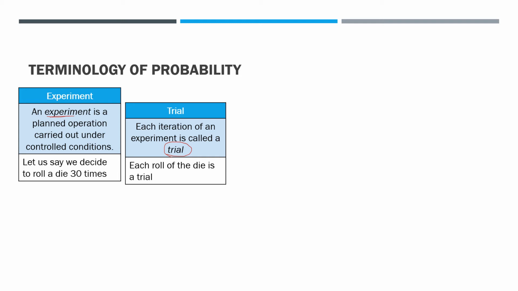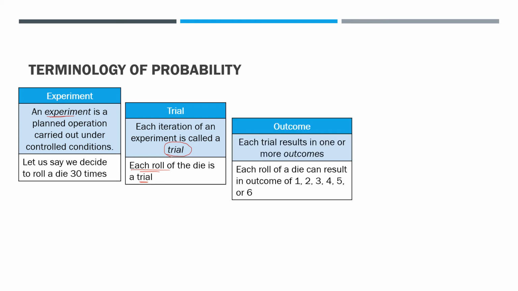Okay, in our die experiment, we said we'll roll the die 30 times. Each roll of the die, each one of those is a trial. So how many trials do we have in this experiment? We have 30 trials in this experiment. So experiment, trial, and then the concept of outcome.